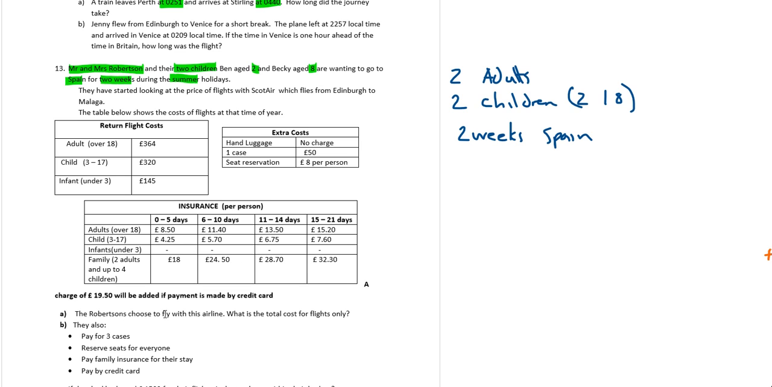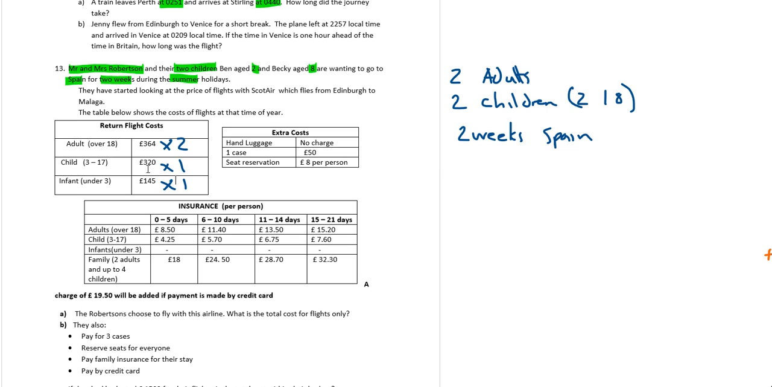So the Robinsons chose to fly with this airline. What is the total cost for flights only? Okay, so for flights, here's our flights here. We've got an adult, so we're going to take this times 2. We've got a child at 2 and a child at 8. So we've got one of these and one of these. So our first calculation for flights would be this.